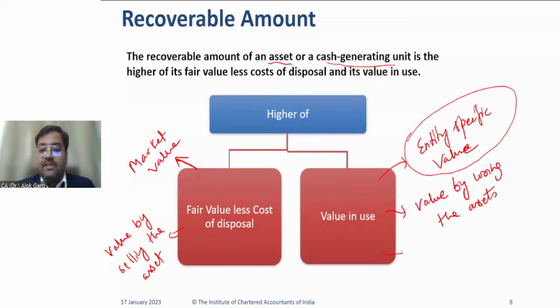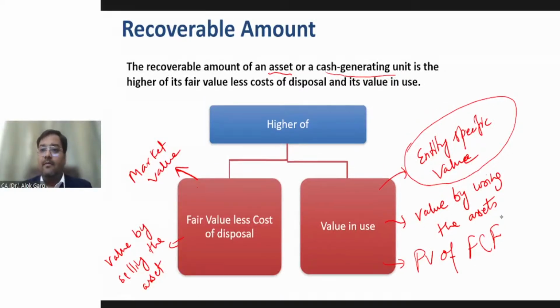And how is value in use computed? It is the present value of future cash flows. Future cash flow means inflow net of outflow. Have you got this? Guys, have you understood this? Fair value less cost to sell and value in use, I believe you got this concept. Yeah, is it clear? Great.